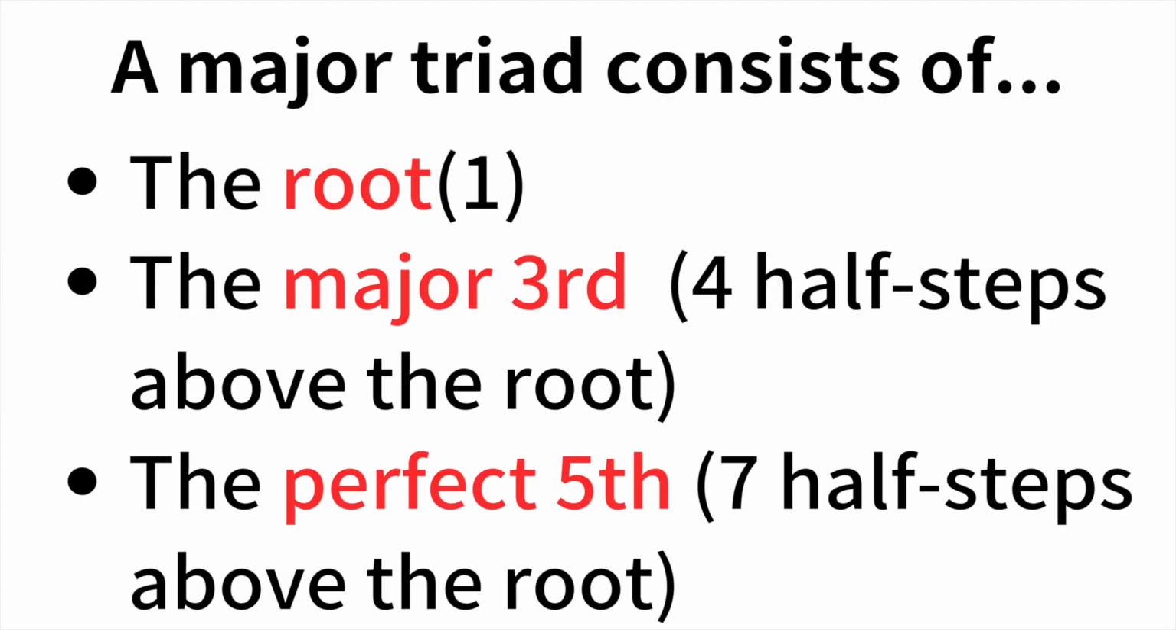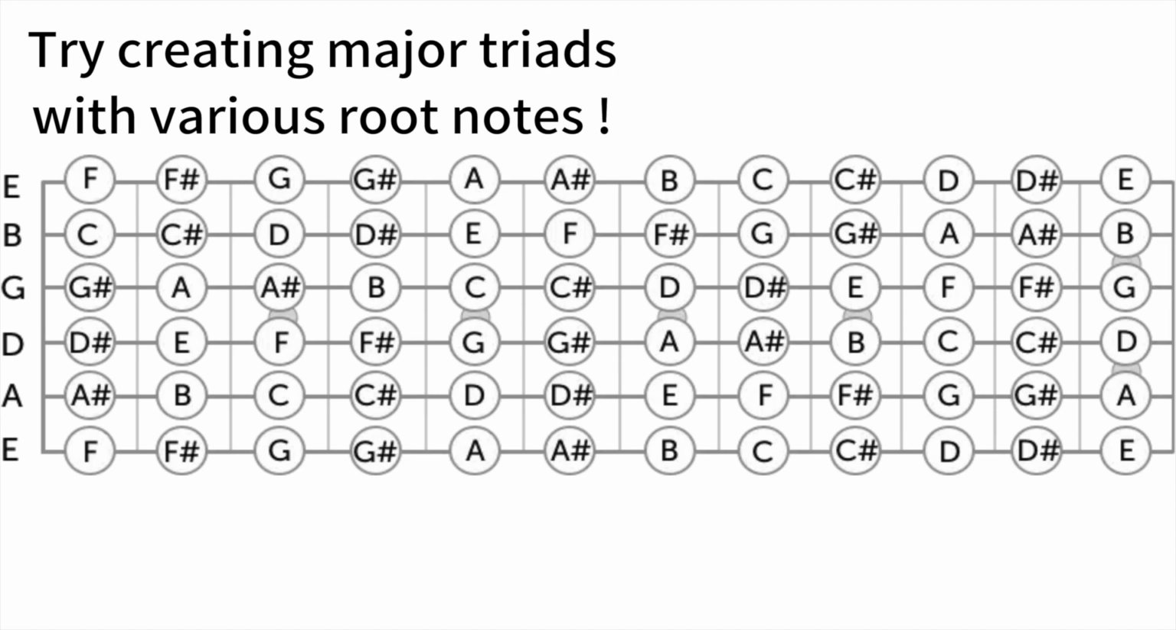Remember, the concept remains the same no matter what your root note is. To construct a major triad, start with your root note. Add a note 4 half steps above it, the major third, and another note 7 half steps above the root, the perfect fifth. Your task now is to try creating major triads with various root notes on your own.